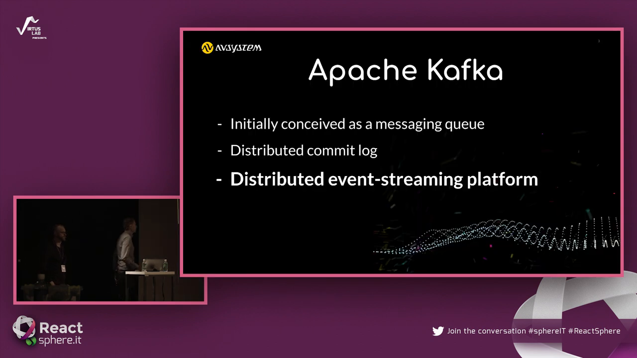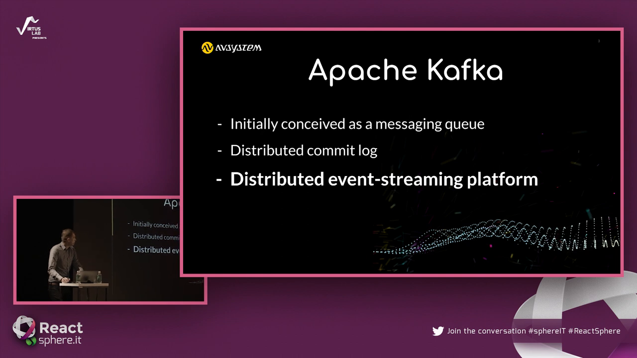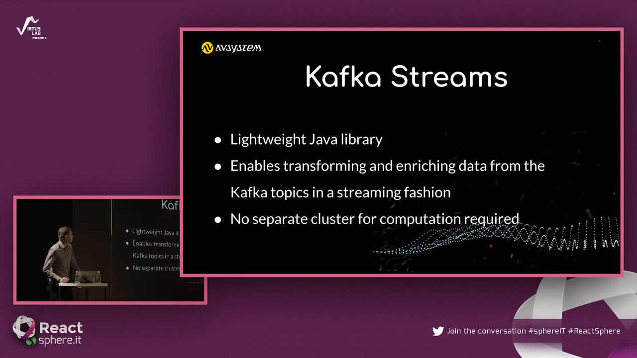Okay, let's start with the beginning. What is Apache Kafka? Initially, it was conceived as a messaging queue. At its core, it's a performant distributed commit log, but the times when Apache Kafka was only a performant event bus are probably gone. Now, I see it as a distributed event streaming platform, and all of it is because the Kafka Streams library has been introduced.